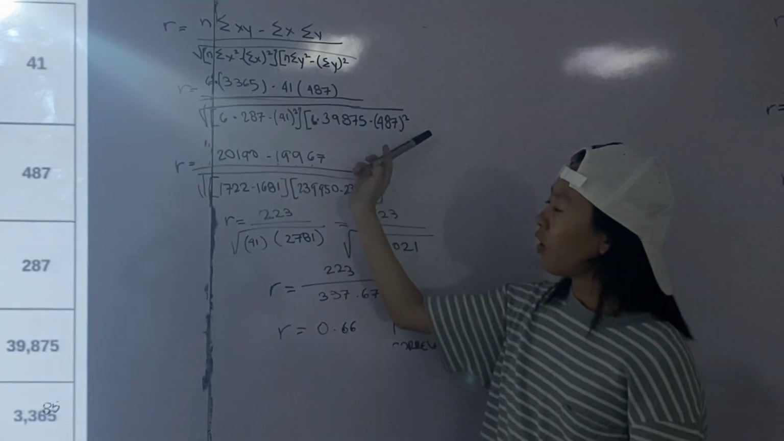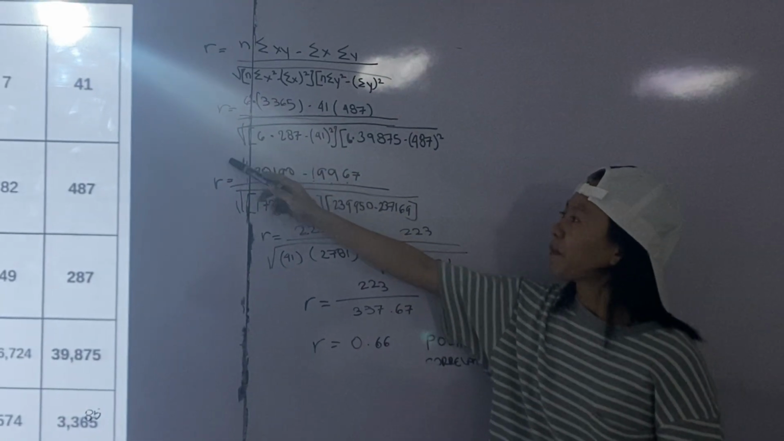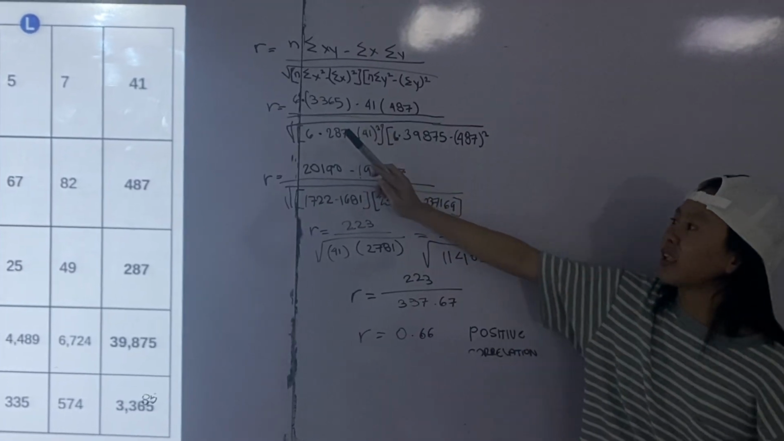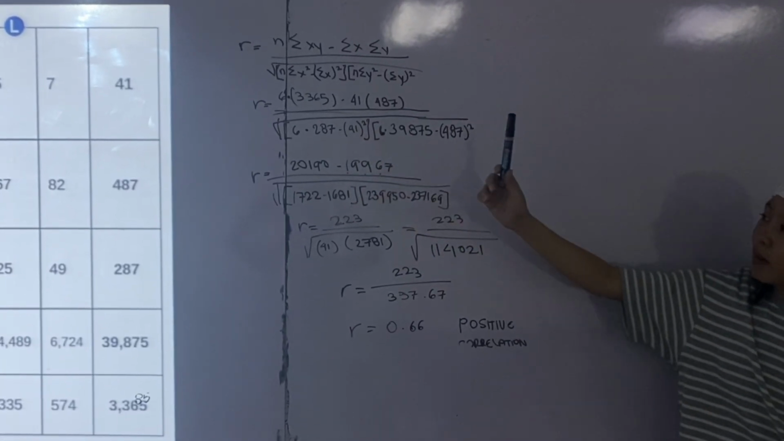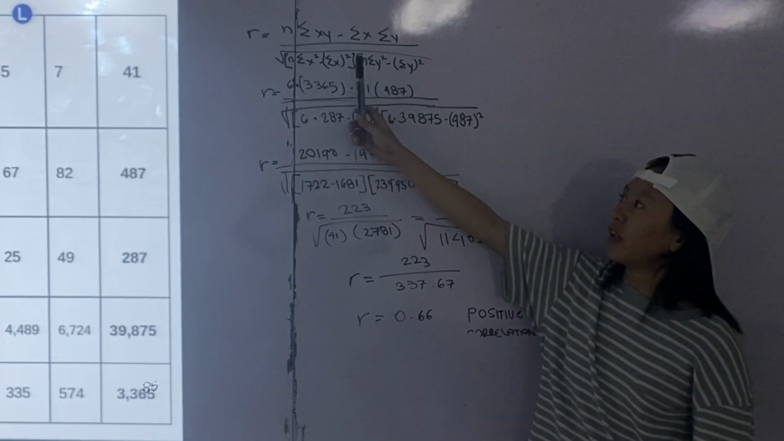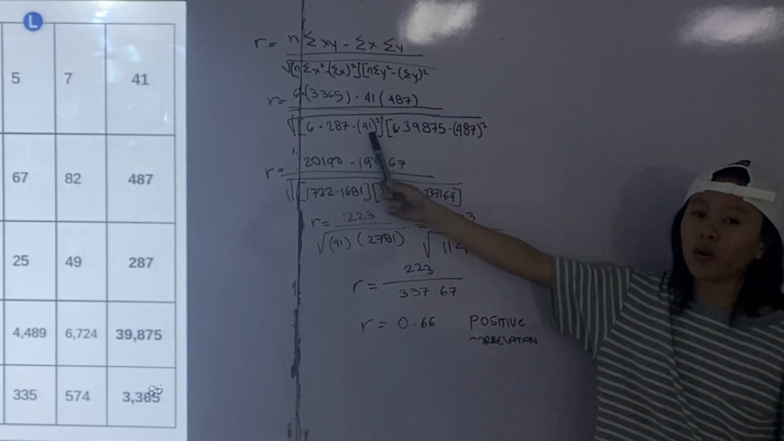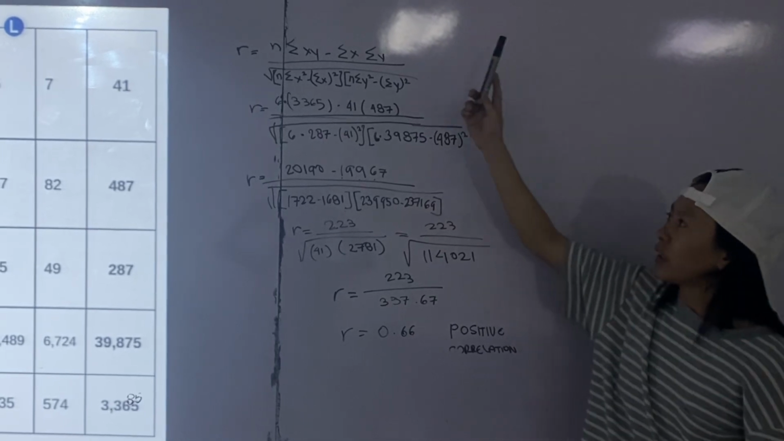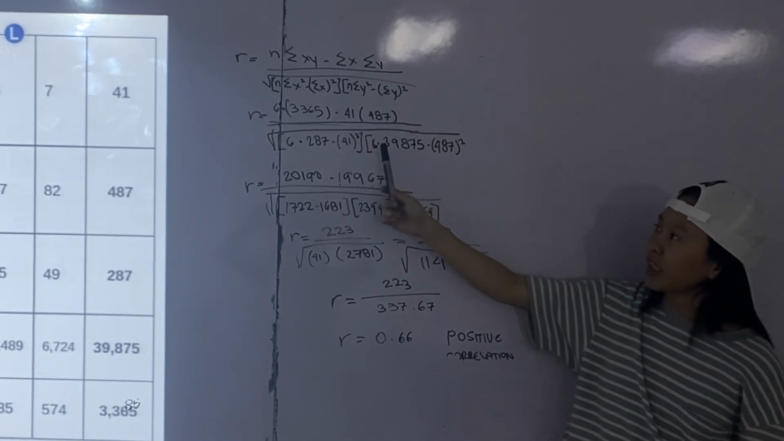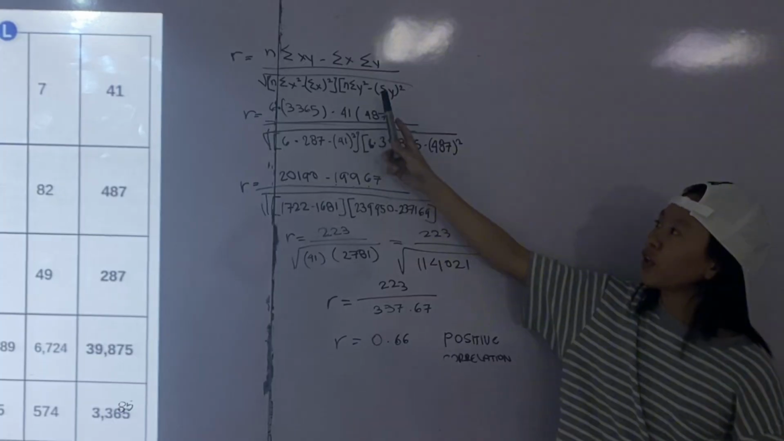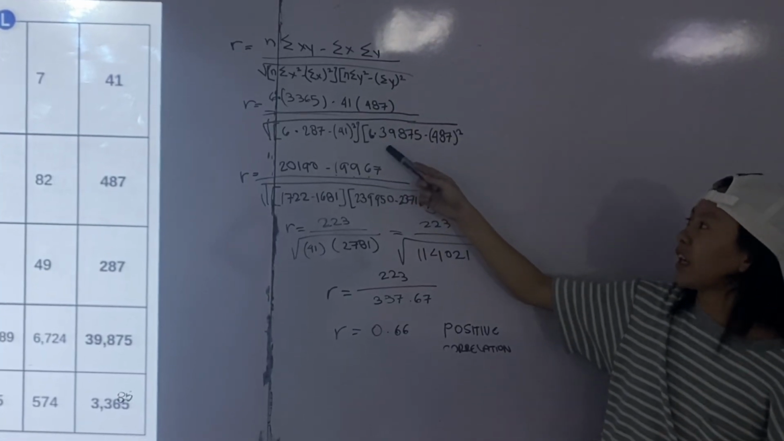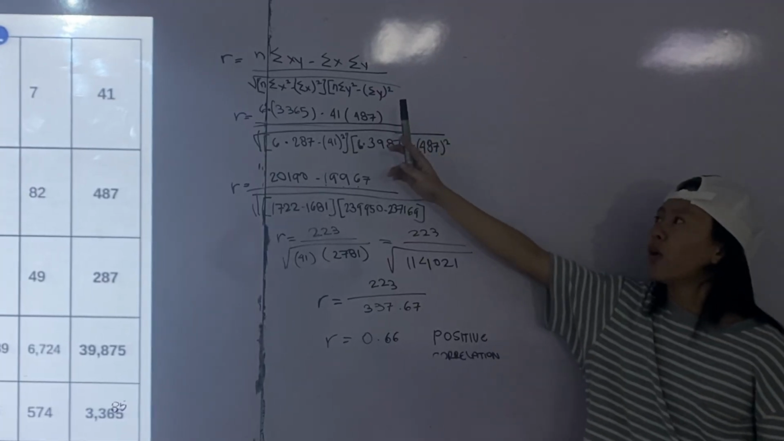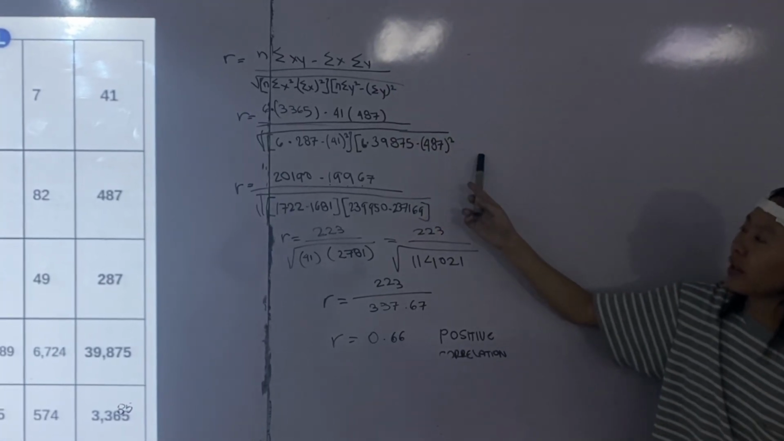All over, then the square root of N times the sum of X squared, which is 287, minus the sum of X, which is 41, then we're going to square. And for the Y, our N is 6, and the value of Y squared is 39875 minus the sum of Y, that is 487, then squared.